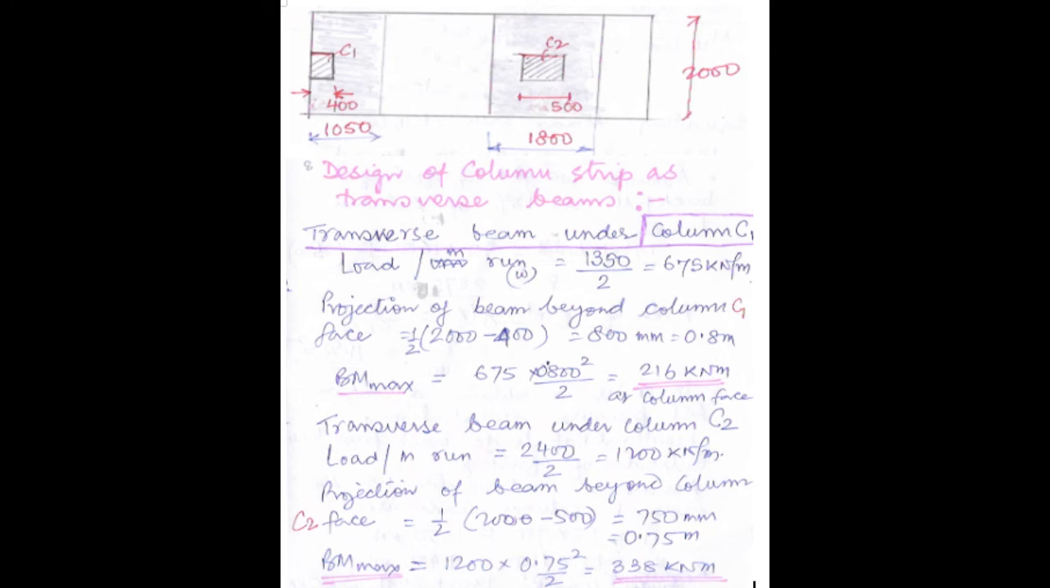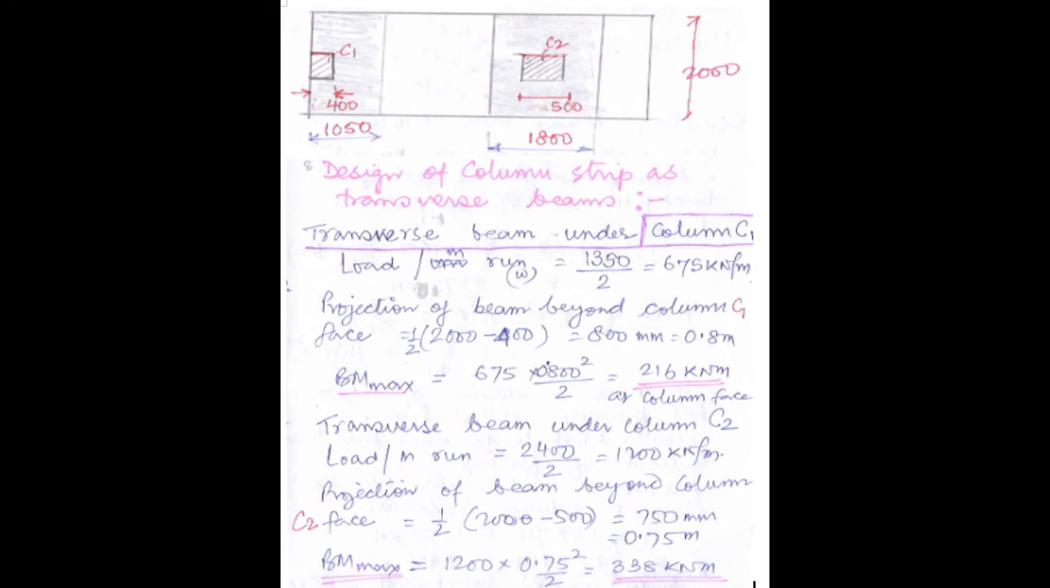Now projection of the beam beyond the column C1 is equal to 2000 minus 400 whole divided by 2. That gives us 800 millimeter or 0.8 meter. As you can see, the width of the footing is 2000 minus 400, that means one side of the column. So if we divide it, we will get 1600. Then half of that is the projection of the beam beyond the column. So that comes out to be 0.8 meter.